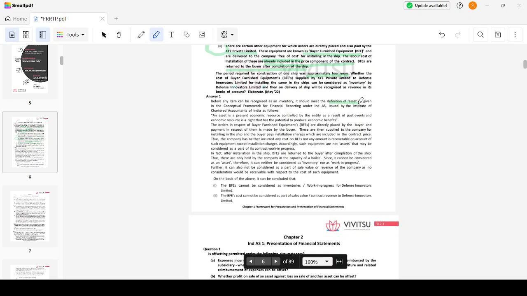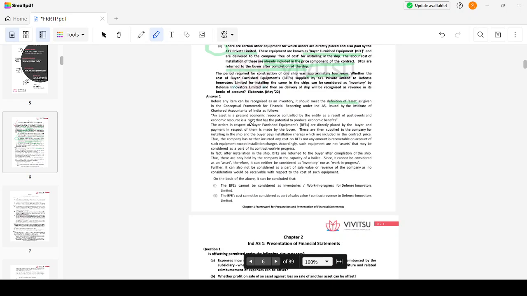Now, almost all exceptions have been revamped, and the entire standard has been revamped in some cases. There will be amendments in certain cases to match with the conceptual framework. Given this, first a thing has to qualify as an asset. Only then can it be further classified into inventory or PPE. So first this BFE, buyer furnished equipment, has to qualify whether it is an asset. Only then can you check whether it is an inventory.